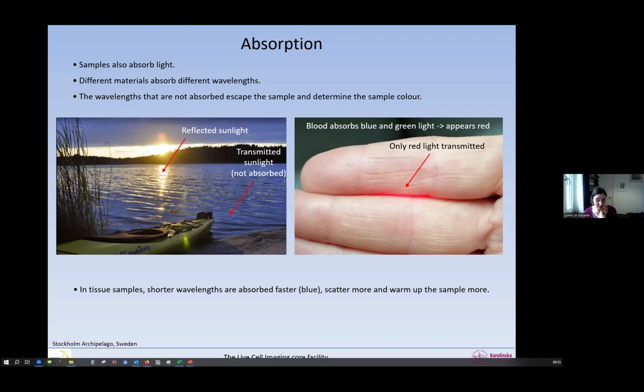They scatter more, and because they're more energetic, they warm up the sample more. So we have more problems with shorter wavelengths than with longer wavelengths when we image tissues. So if you use live samples, you would like to not image anything that is blue. This is a simple consequence of knowing a little bit how light works, but it's actually very important. If you have live samples, use long wavelengths, not short ones.